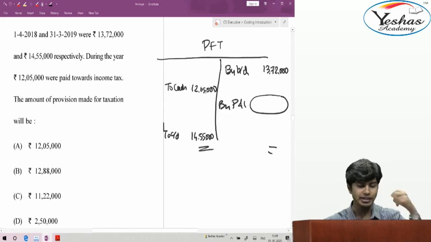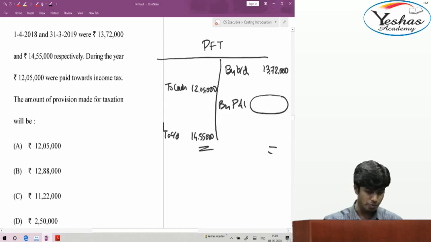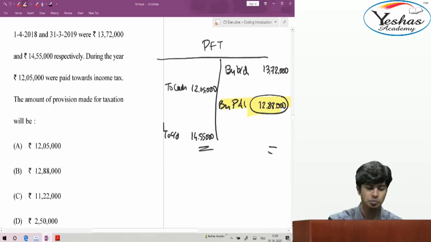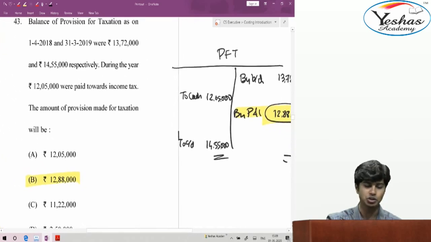You are supposed to pay 13,72,000. Out of that, when you pay 12,05,000, the balance to be paid should have been 1,67,000, but the total payable is 14,55,000. So if you subtract further, you get 12,88,000. This is the amount of provision that is created during the year. So that's our provision for tax account. The answer is option B, 12,88,000. I hope you got this point. So this is your answer with respect to question number 43.